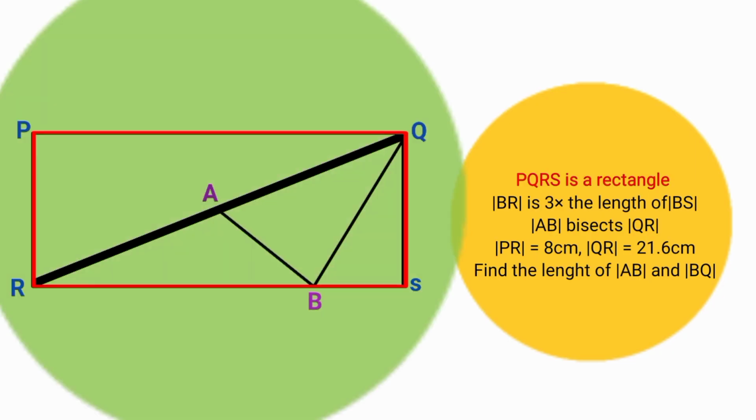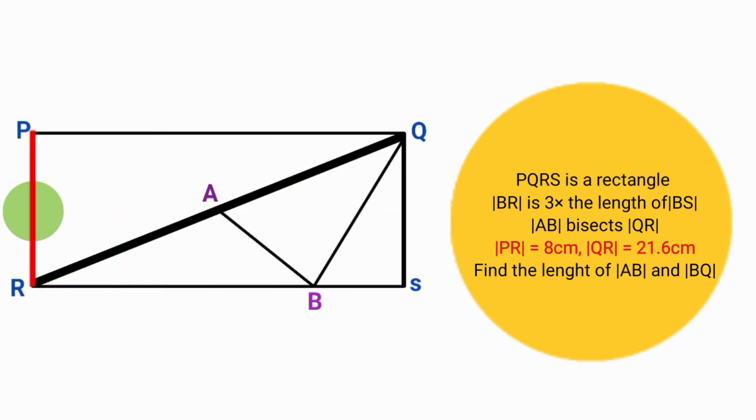Here, PQRS is a rectangle. This line PR here, 8 centimeters. Line QR here, 21.6 centimeters. And they said line AB bisects line QR, meaning it divides line QR into two equal halves.